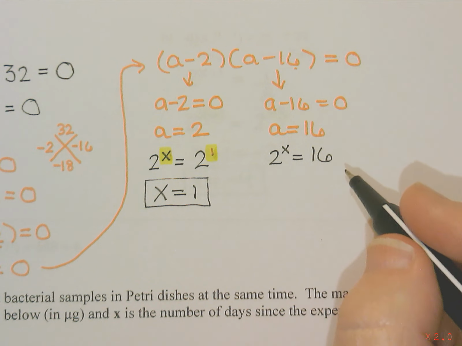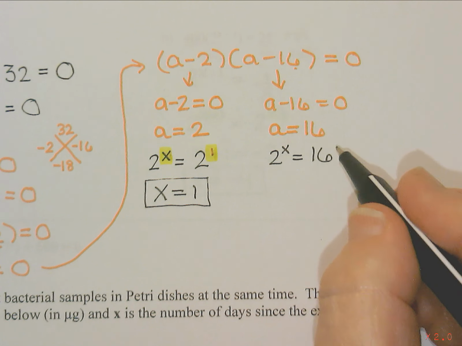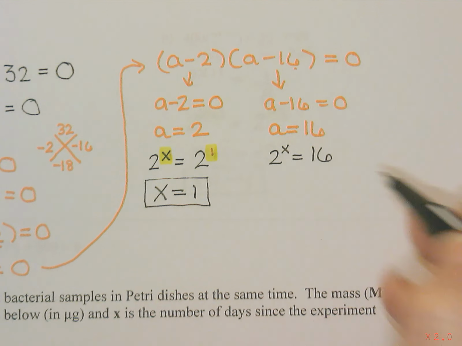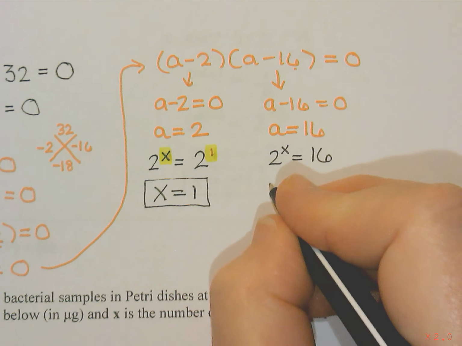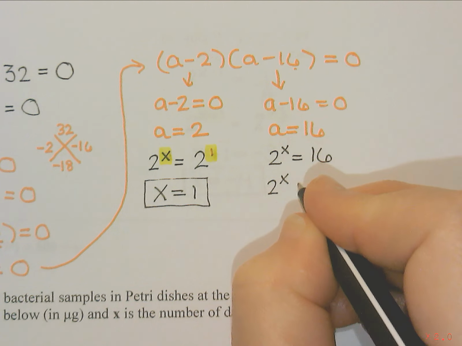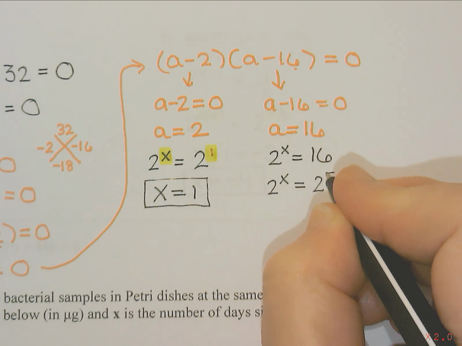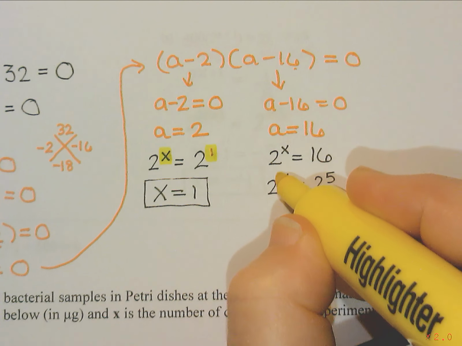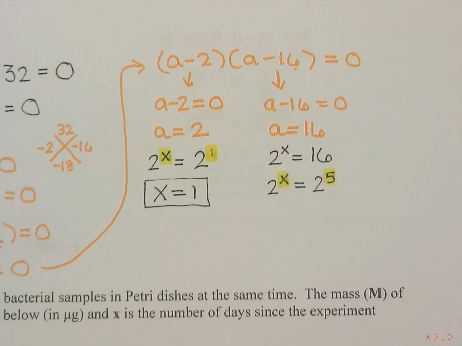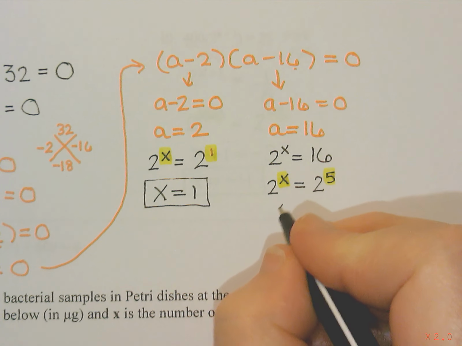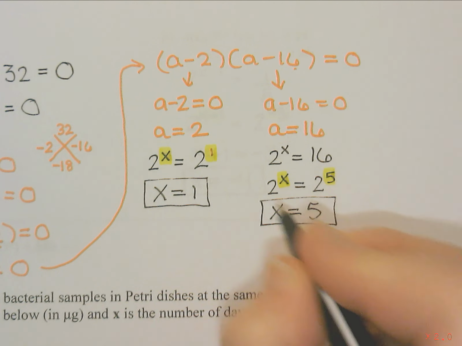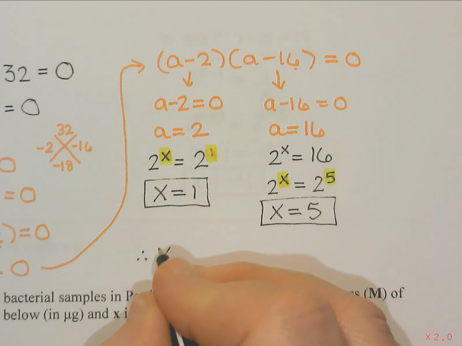For the other one, like I said, we have choices. I can either write this as a power of 2, or I could do log base 2 of 16. I think I'm going to write it as a power of 2 just because it does work out nicely. This is 2 to the power of 5. So x is going to end up equaling 5, right? They have the same base, they're equal, so their exponents must be equal. So x equals 5. That means this has two solutions, right? x equals 1 and x equals 5.